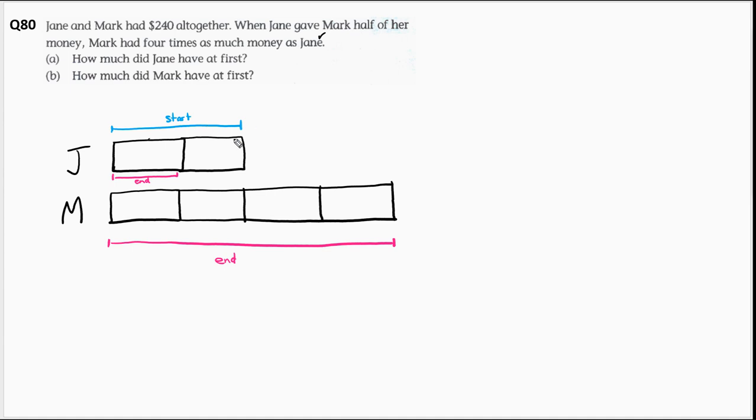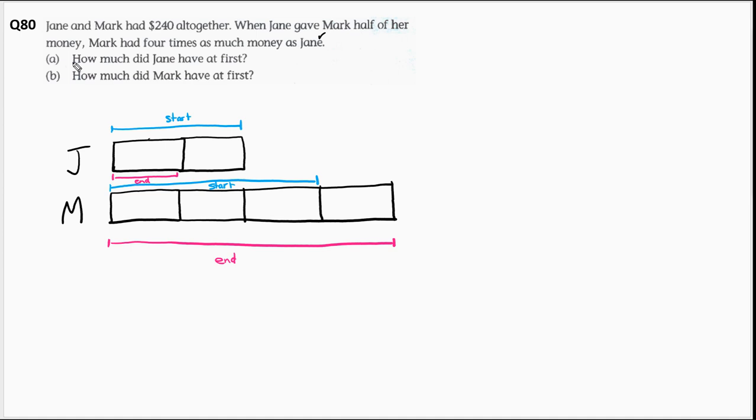But at the start, Jane must have had this. And if this is what she gave to Mark, all of these parts being equal, then Mark must have had this at the start. These 3 parts here. Can you see how easy that is to see once you've drawn it out?